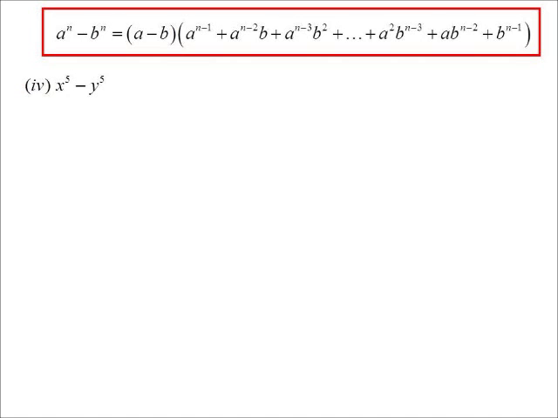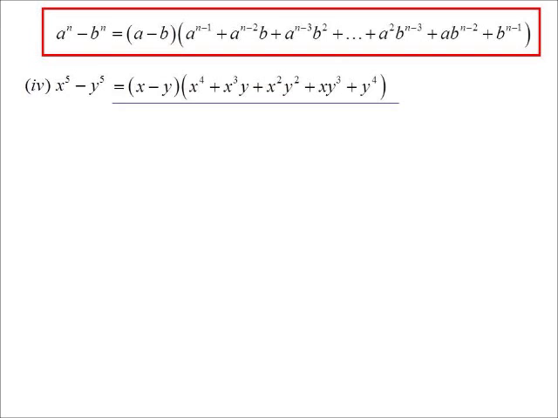So if I want to do x to the 5 minus y to the 5, there is x minus y. Powers of x go down by 1. Powers of y go up by 1. There it is. Let's see how we handle the plus. It's an odd power, so it will work.